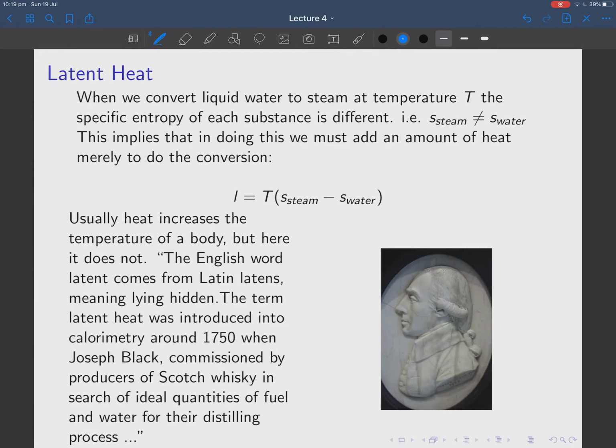All right, we're going to leave the PVT diagram for a bit and talk about latent heat. Latent heat is hopefully something you already know about. If you convert, say, liquid water to steam at some temperature, which is normally 100 degrees, the specific entropy of each substance is different. So S per mole of steam is different from S per mole of water. Because remember, dq is T ds, this implies that we must add an amount of heat merely to do the conversion.